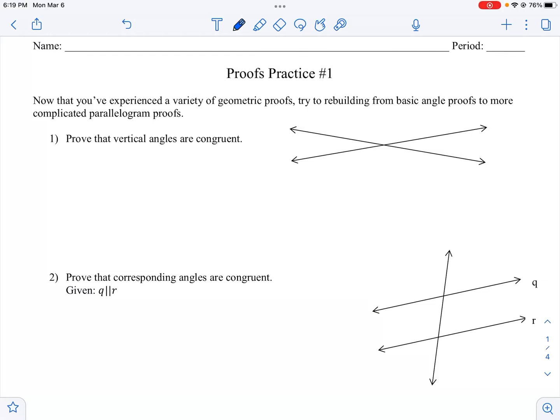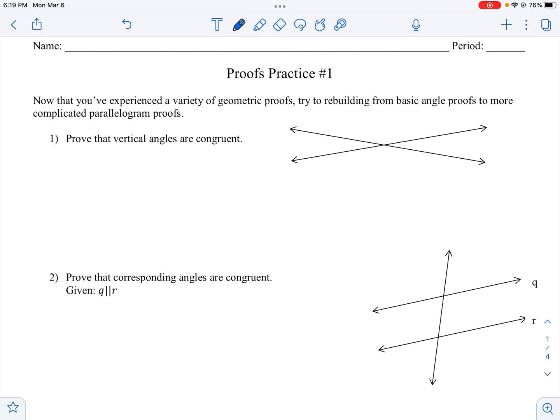Hello, ladies and gentlemen. Time for an example from proofs practice number 1. The point of this assignment is just to give you some more practice with these proofs. We are just doing the same ones we've been doing. So we've done these sorts of proofs before, either in the notes or in the assignments that you've done in this unit. And we're just trying to get you more familiarized with them and be able to remember them when it comes time for the test.